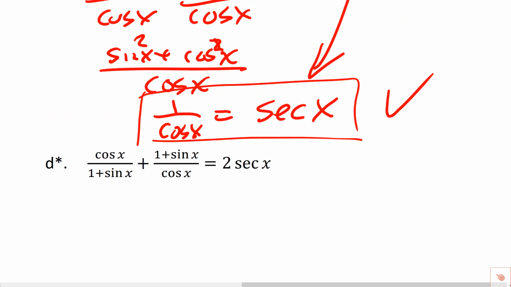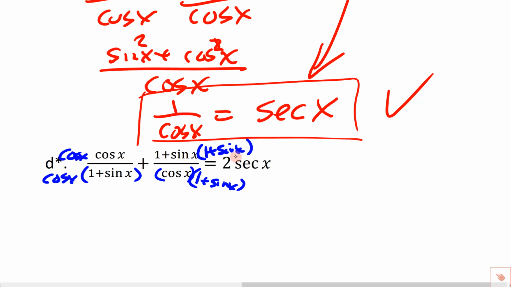That's our hint. Okay. Your hint is we're going to work on this side. It's more complicated, right? The left side? If we're going to combine these together, what do we need? A common denominator. So I'm going to put parentheses on this one. What denominator does this need? Cosine of x. What denominator does this one need? 1 plus sine of x. Okay, so I have to multiply the top and bottom by 1 plus sine of x.